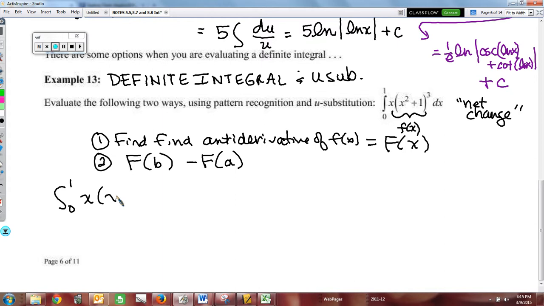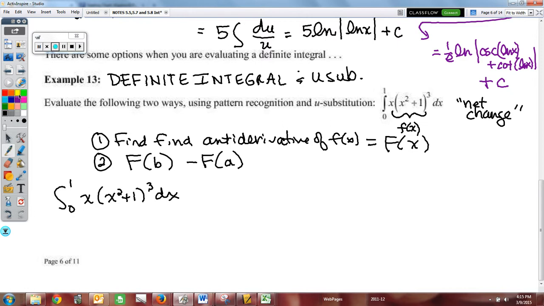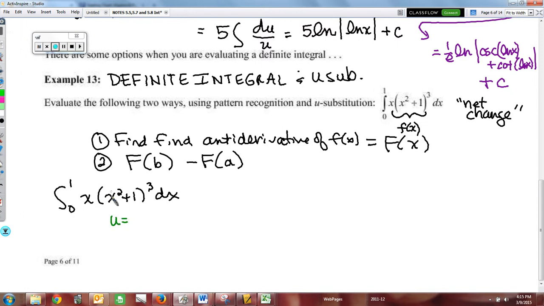We're going to end up with a number. However, the process is very much related in that we are still going to find the antiderivative first by doing a u substitution. I'm going to let u equal x squared plus 1, and my du then would be 2x dx. So I see that I'm missing a 2, so I do the same thing we did before. I put in my correction and I add the 2 in.